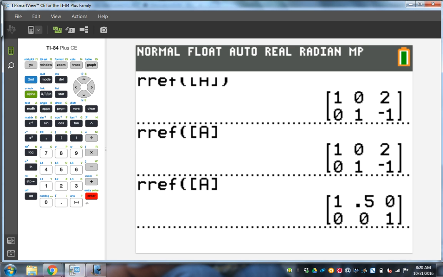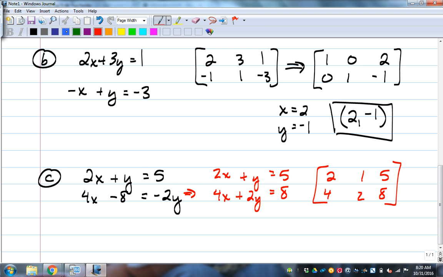That one turned out different. I didn't get a 1, 0, and then a number like I did up here. I got 1, 1/2, and then a 0, and then instead of getting a 0, 1, and then a number, I got a 0, 0, and then a 1. Anybody remember what that means? That means there's no solution to this problem. So the matrix that we ended up with, 1, 1/2, 0, 0, 0, 1, means there's no solution.